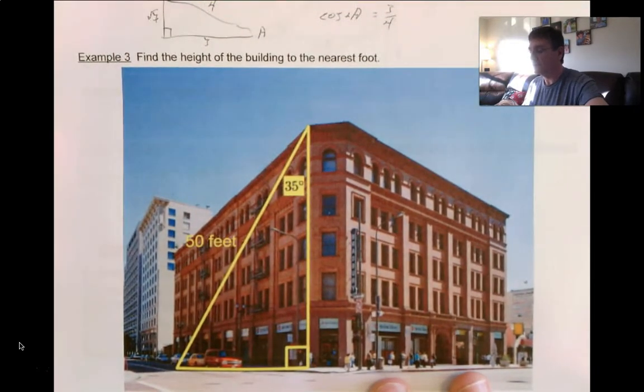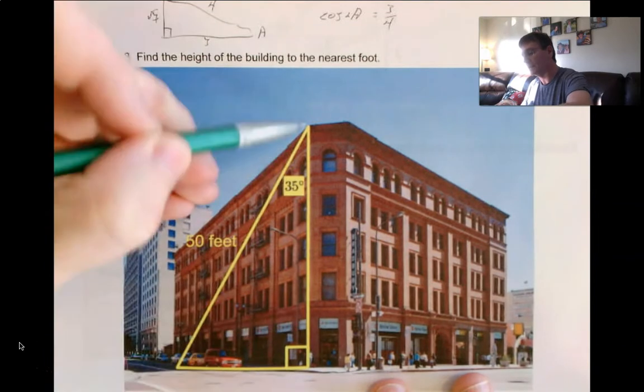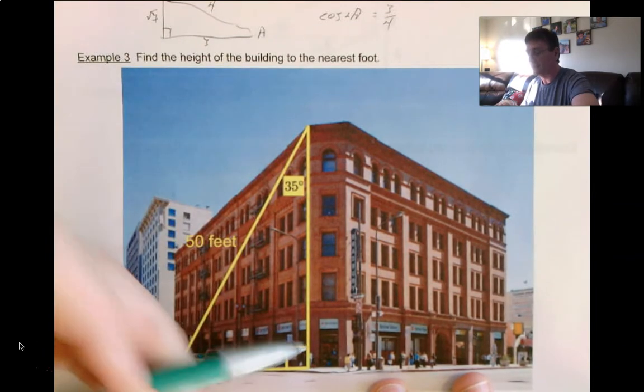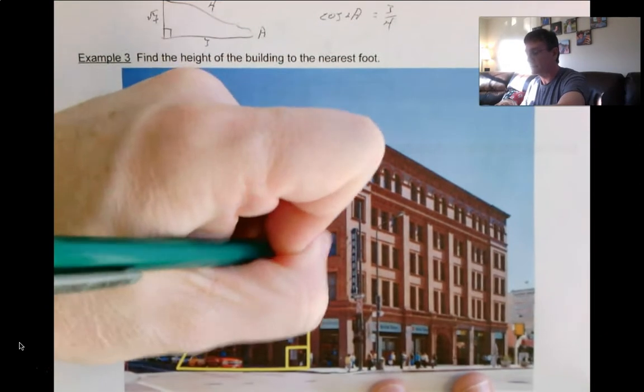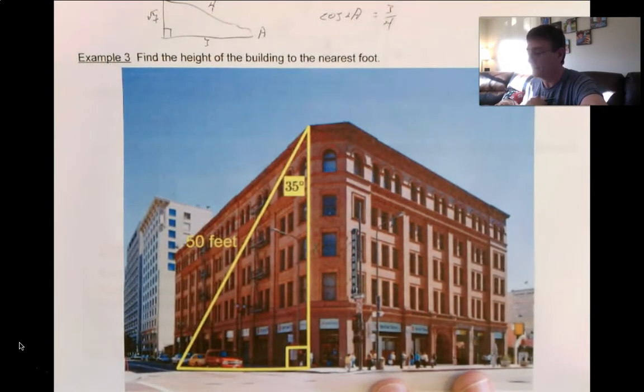Find the height of the building to the nearest foot. So we're going to find the height of this building right here. I'm going to find this side. Call it X. Probably doesn't show up on the screen, but there's an X there. Okay.